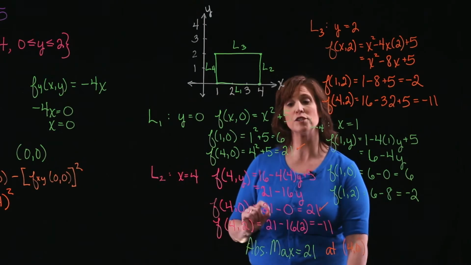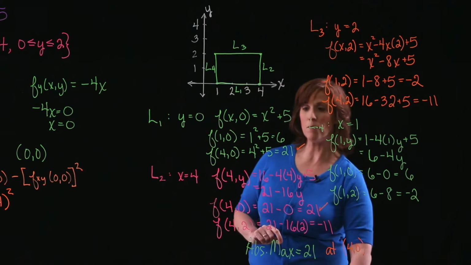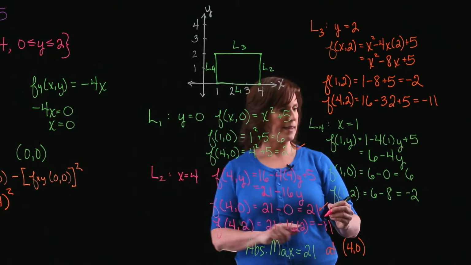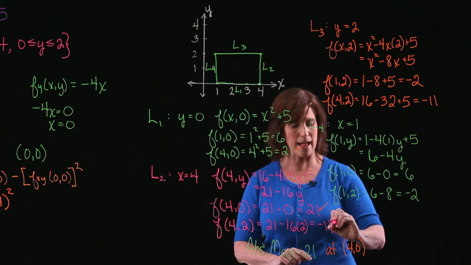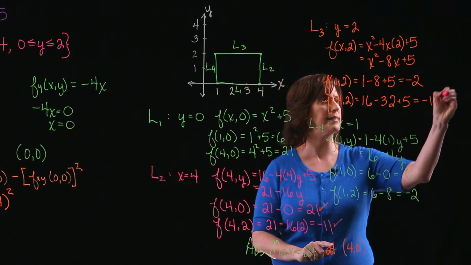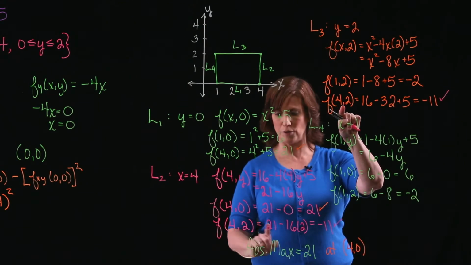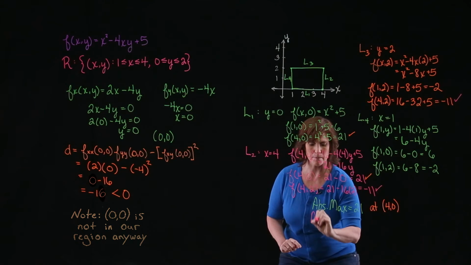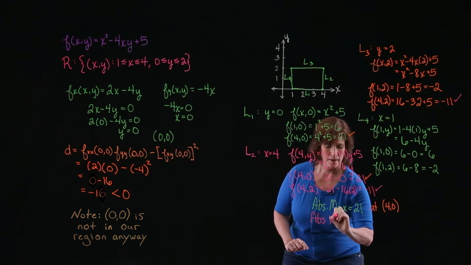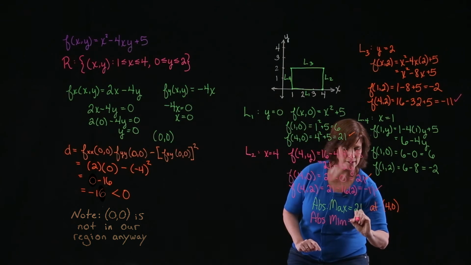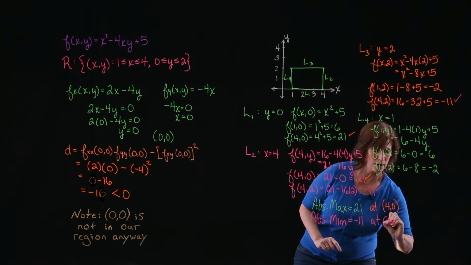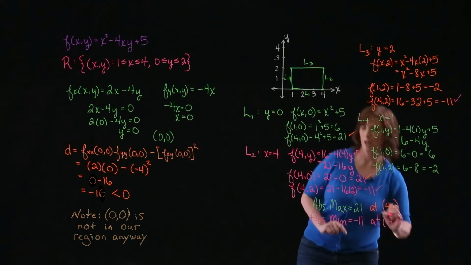Now let's go through it and look for the smallest number. The smallest number, as I look through, is going to be the negative 11. And again, it looks like it happens a couple of different places, but this is the point (4, 2), and that's also the point (4, 2). So the absolute minimum equals negative 11, and that happens at the point (4, 2).